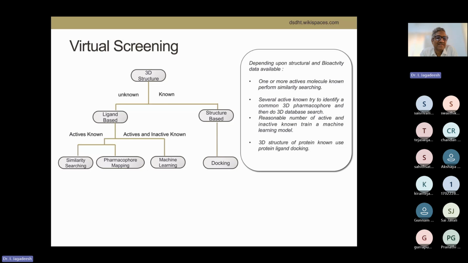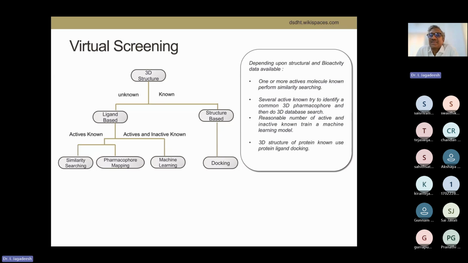One is a similarity search, where we are going to have a CoMFA-CoMSIA analysis. The other is pharmacophore mapping by using SAR and QSAR. And ultimately, to find the actives from the known inactives, we need to use machine learning tools so that our journey is simple and fast. So we are going to use artificial intelligence.